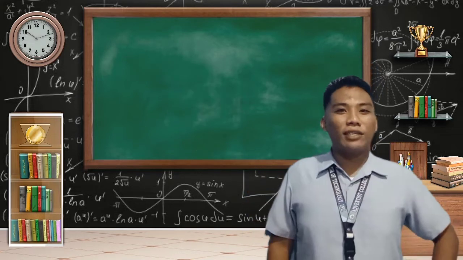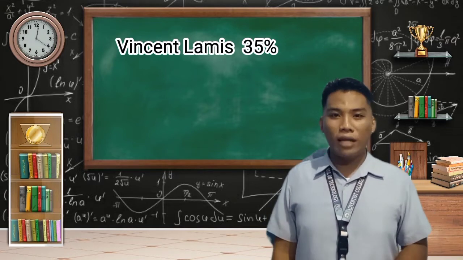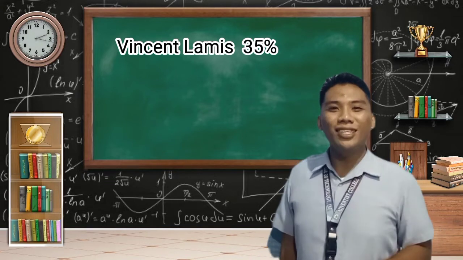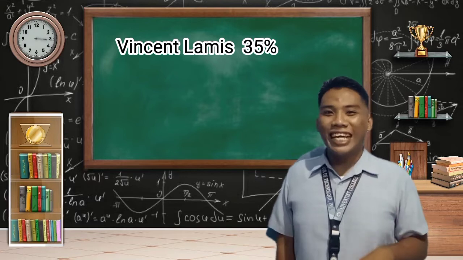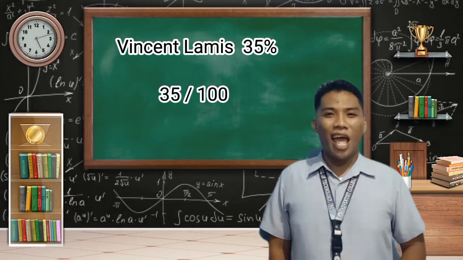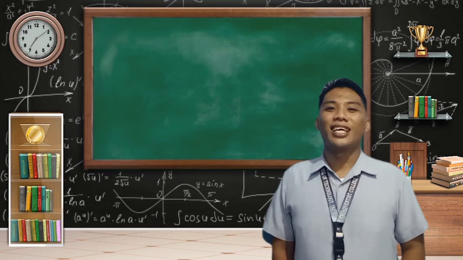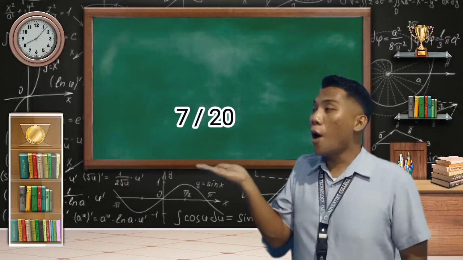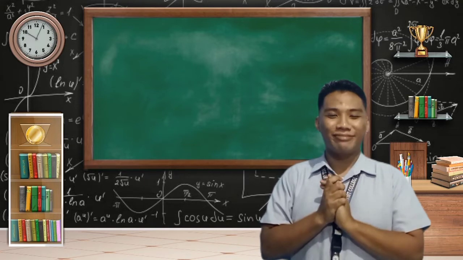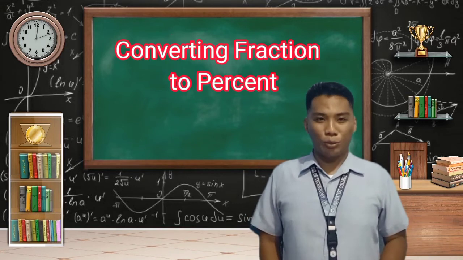Another example, class. Mr. Vincent Lamis garnered 35%. How can you write it in fraction form? Anyone? Very good. It will be 35 over 100. And it can be converted to simplest form. Yes, it is. So 7 over 20. Clap your hands, everyone.